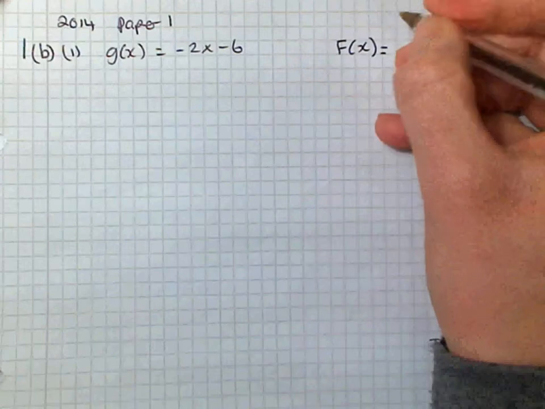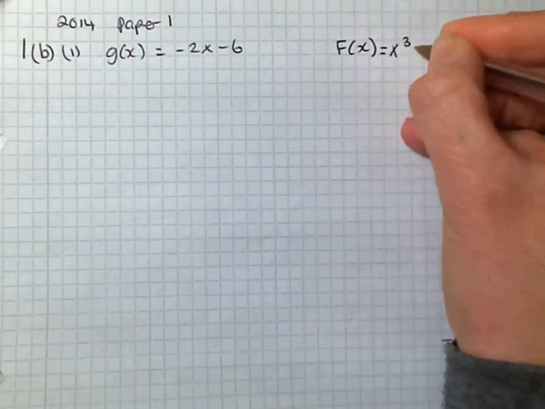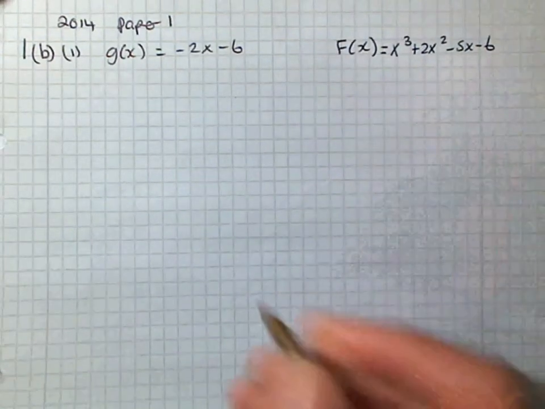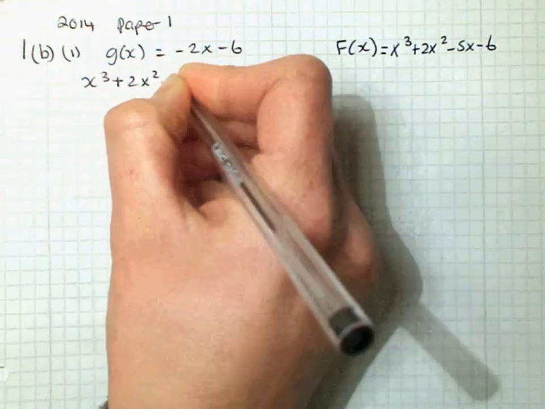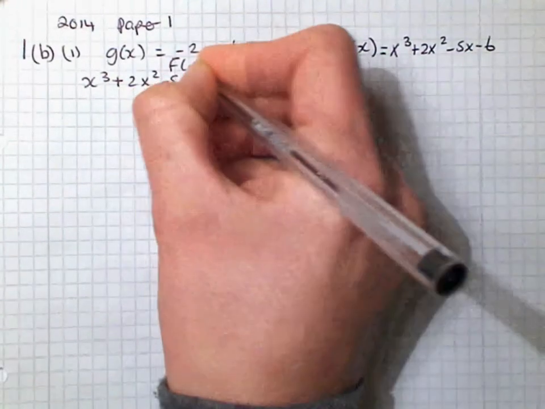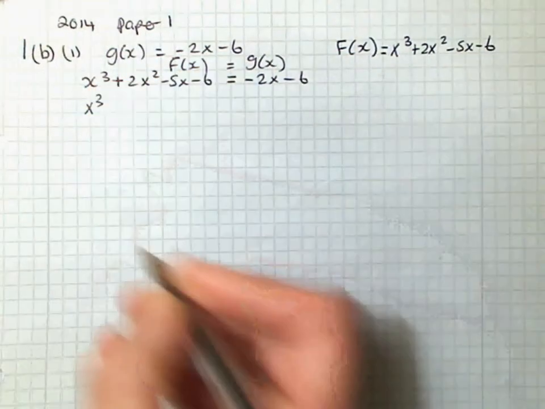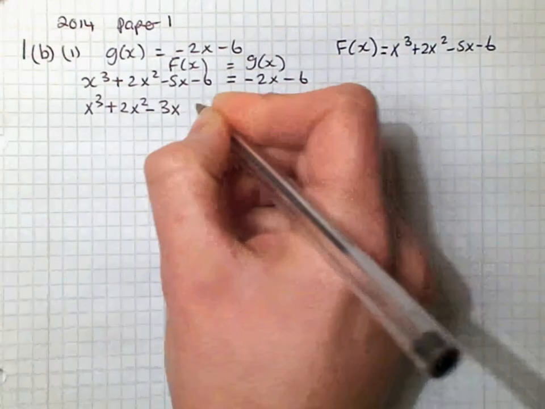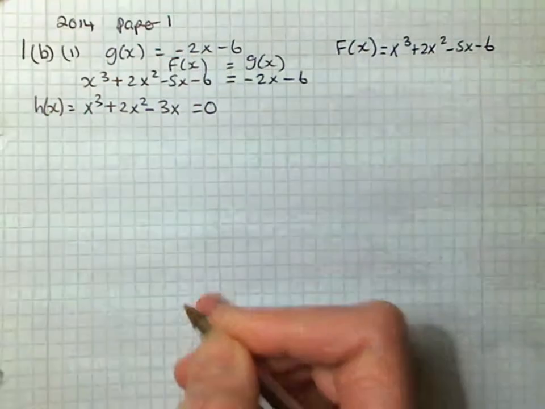Now, from part A of the question, we know that f of x is x cubed plus 2x squared minus 5x minus 6. So let the two of them equal each other. So x cubed plus 2x squared minus 5x minus 6 equals minus 2x minus 6. That's your f of x equals your g of x. So you get x cubed plus 2x squared minus 3x, and the two sixes cancel. So we'll just call that something like h of x.